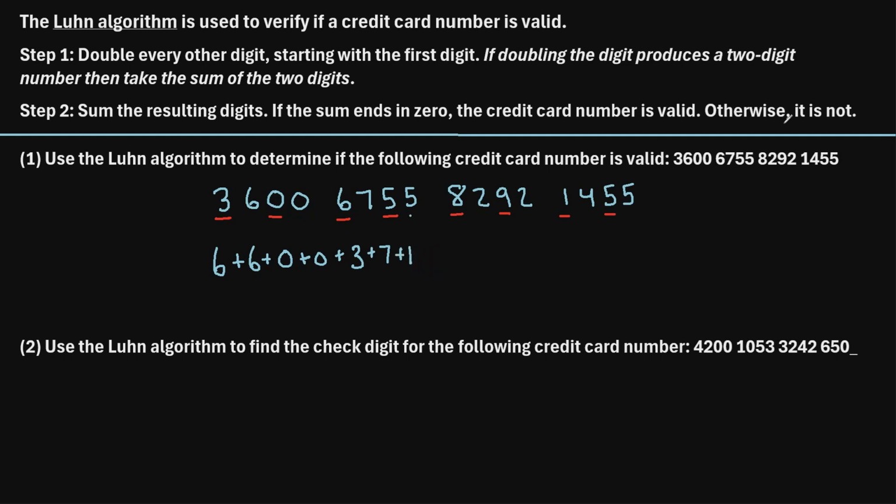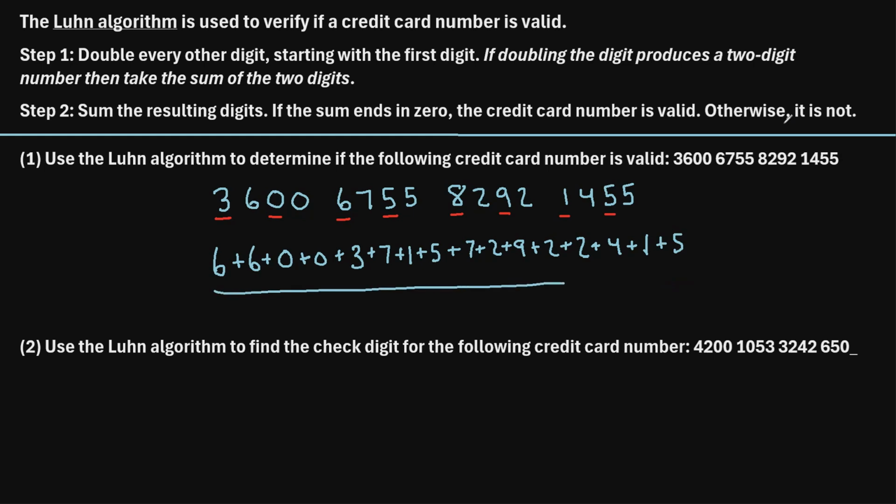So we'll add 1, and then we add 5, and then we add 8 doubled, that's 16. That's a two-digit number, so we need to take the sum of these digits. So 1 plus 6 is 7, so we'll add 7. Plus, we'll just add 2, plus 9 doubled is 18. Again, that's a two-digit number, so we need to take the sum of those digits. 1 plus 8 is 9, and then we add 2, and then we add 1 doubled, that's 2, and then we add 4, and then we have 5 doubled again, so that's a two-digit number, so we need to add these two digits, so 1 plus 0 is 1, and then lastly we add 5.